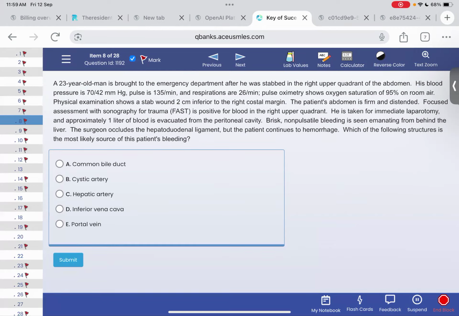Okay, go ahead. Which of the following structures is the most likely source of this patient's bleeding? A 23-year-old man is brought to the emergency department after he was stabbed in the right upper quadrant of the abdomen. His blood pressure is 70 over 42, pulse is 135, respiration is 26, pulse oximetry shows oxygen saturation of 95% on room air. Physical examination shows a stab wound 2 cm inferior to the right costal margin. The patient's abdomen is firm and distended. Focused assessment with sonography for trauma (FAST) is positive for blood in the right upper quadrant.